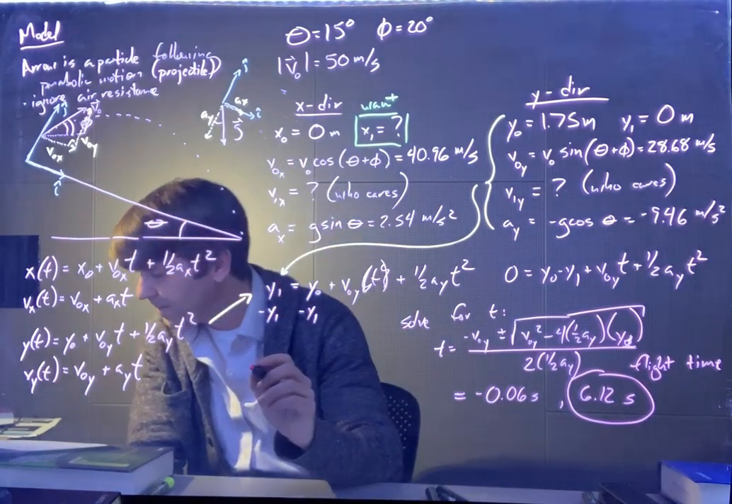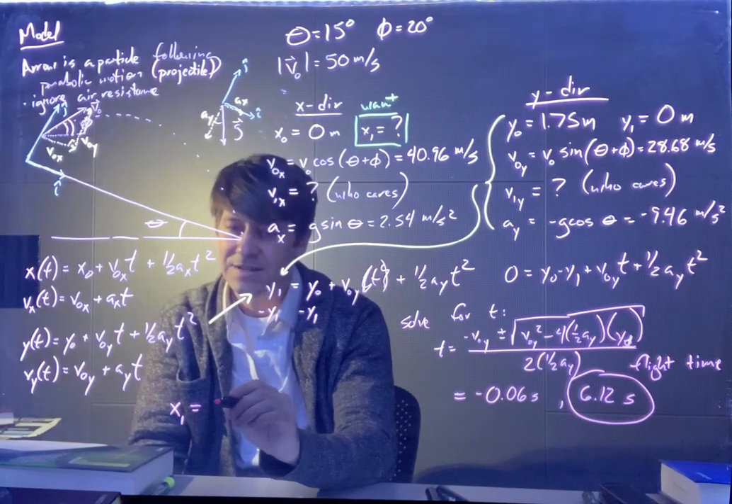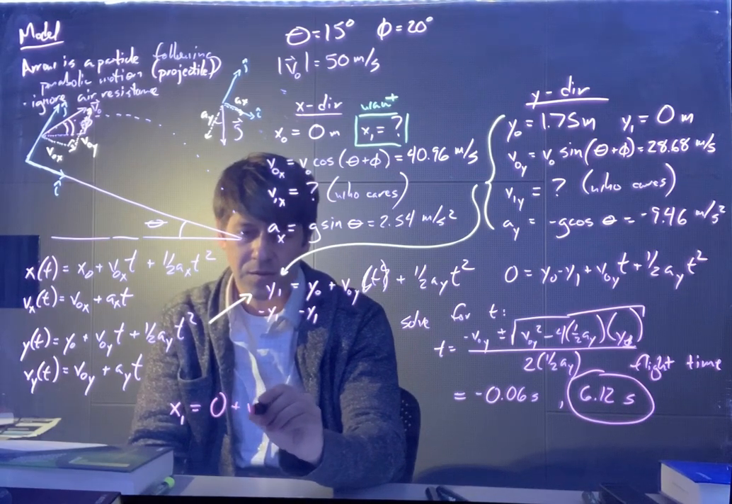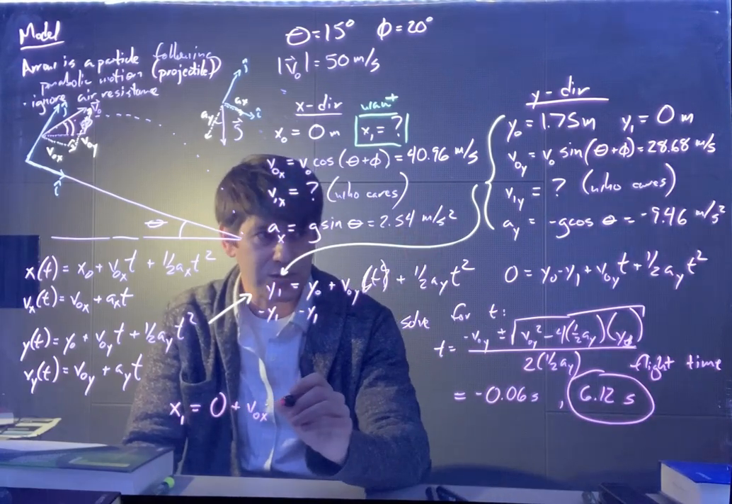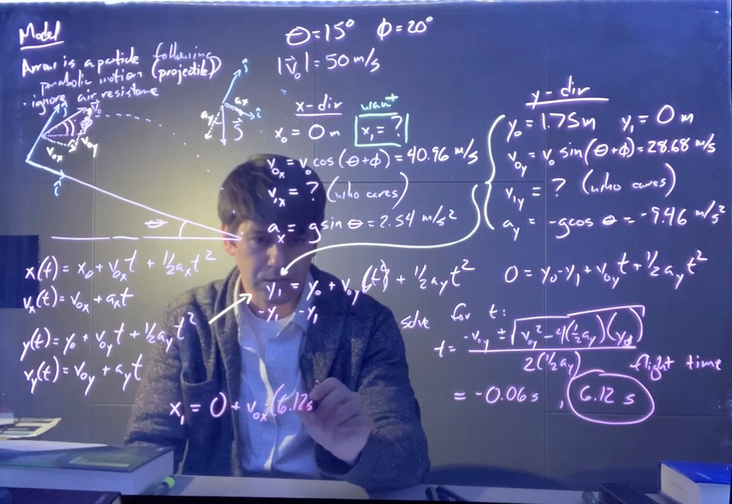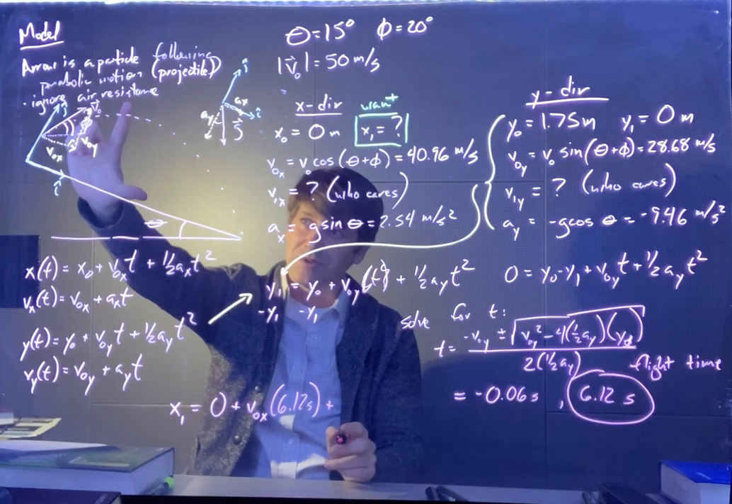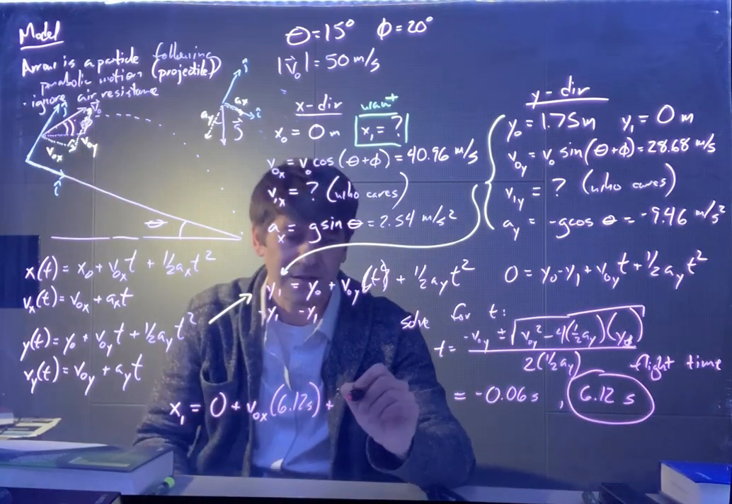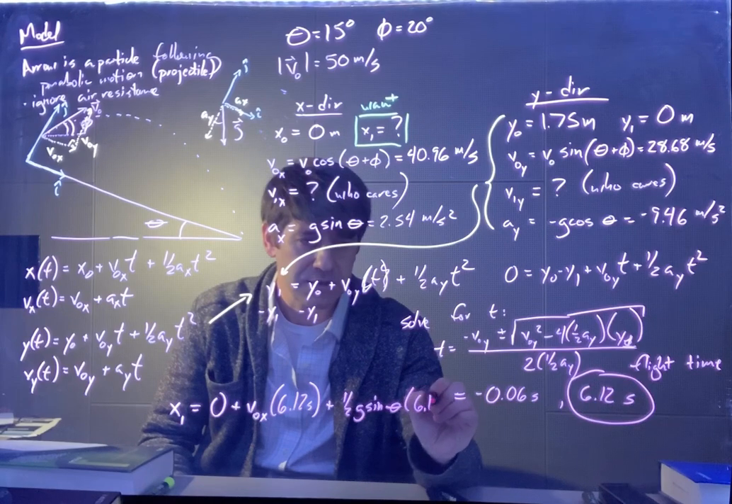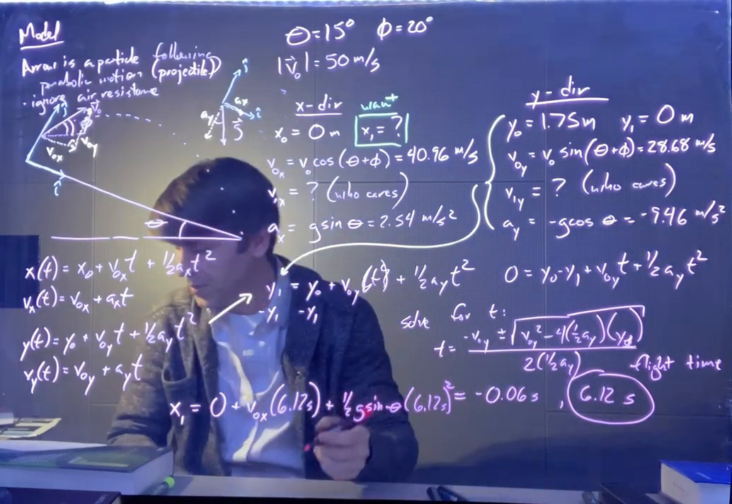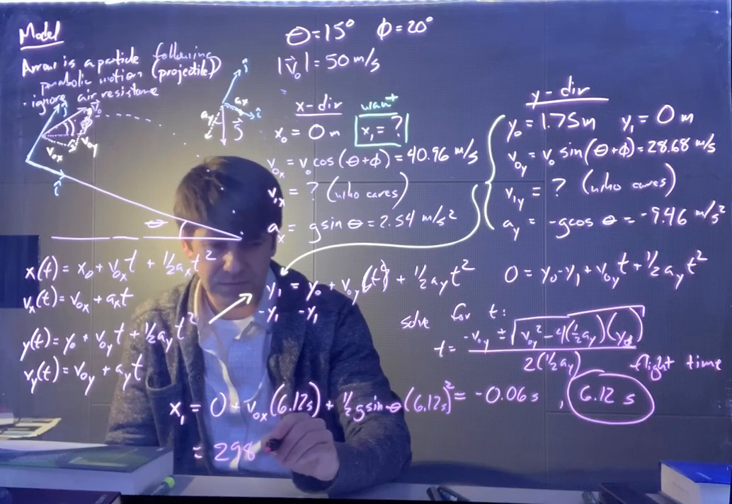Okay, so now we're going to plug this into the x direction. So x1 is equal to x naught, which is 0, plus v naught x, which is 40.96, times 6.12 seconds, plus my acceleration in the x direction, which is non-zero at this point because we're choosing an x that's pointing downhill a little bit. So this is plus 1/2 g sine theta times 6.12 seconds squared. Plug in all the numbers, make sure the units work out, and you get 298 meters. And there's your answer.